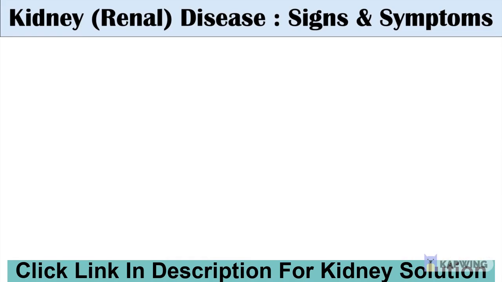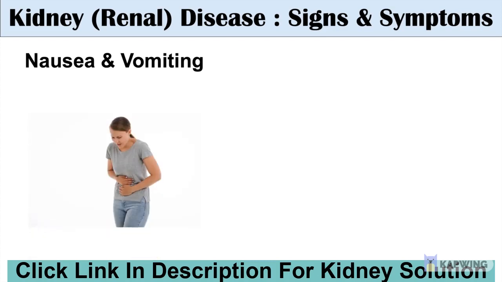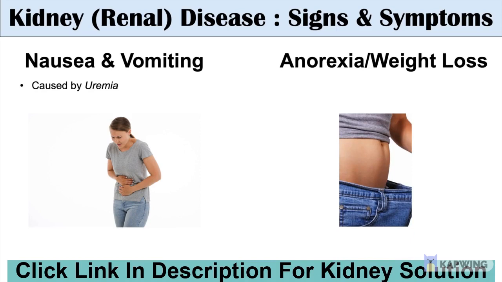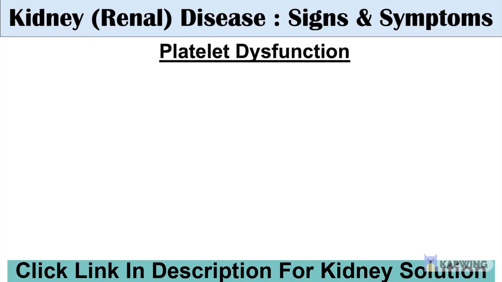And uremia can cause some other signs and symptoms as well, including nausea and vomiting. Patients who are in an advanced stage of kidney disease are oftentimes very nauseous and don't feel very well. This is again caused by uremia. And this can lead to anorexia or weight loss. Patients can become very thin, again caused by uremia, ultimately caused by this nausea and vomiting. So they have a very low or decreased appetite.